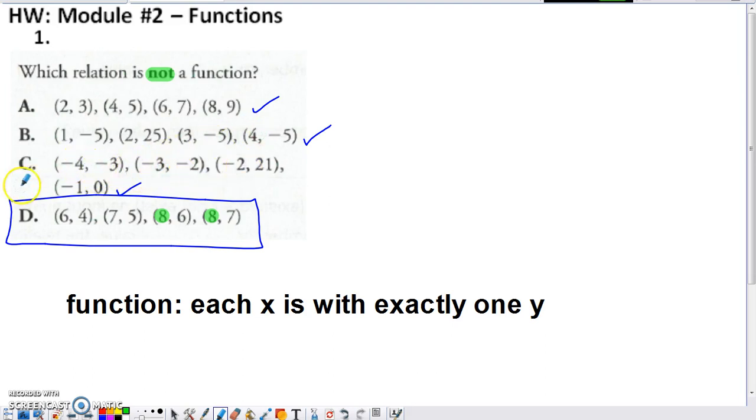-4, -3, -2, -1. 4 different x's there. But then check out D. We've got the x of 8 matched up with 6. We've got the x of 8 matched up with 7. The x of 8 is not with exactly one y, and that's why D is the one that's not a function.